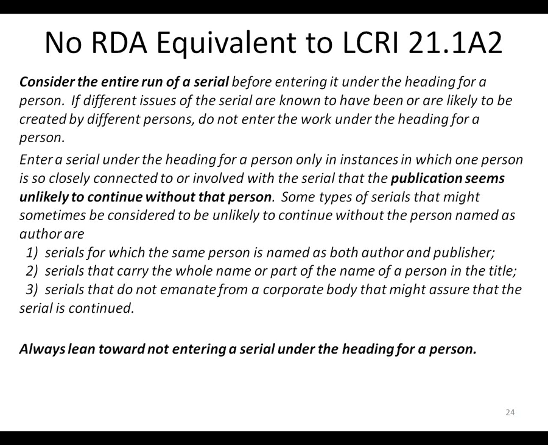Unfortunately, I think that will change a little bit with RDA, because we used to have a rule interpretation under Rule 21.1A2, which very much limited the application of personal name main entry to serial records. It guided the cataloger by saying, consider the entire run of the serial to know whether a person is going to be involved with it, whether it's going to be a personal name main entry, including the fact that if it seems that the publication is unlikely to continue without that person. So there was some judgment that was involved.